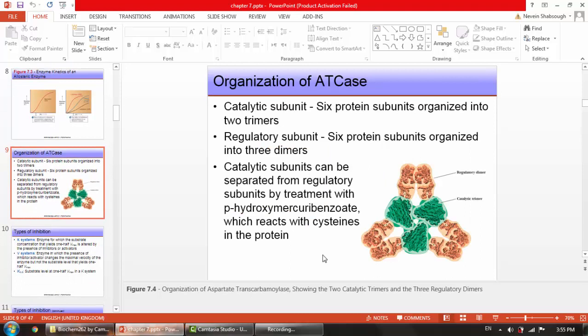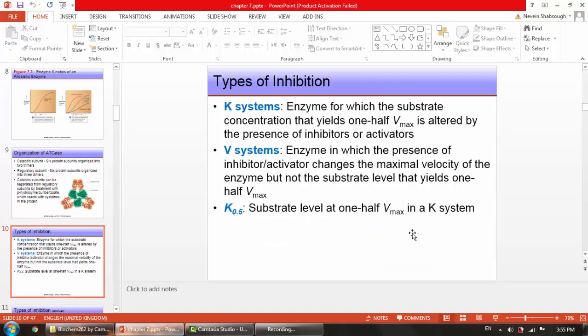Now let's look at the organization of ATCase. It consists of two types of subunits, catalytic subunits and regulatory subunits. The catalytic subunits are two trimers, as you can see, one above the other, and the regulatory subunits are three dimers. The catalytic subunits, however, can be separated by adding an organic compound called para-hydroxymercuribenzoate. Even if we do this separation, the enzyme still catalyzes the reaction, but it loses allosteric control.